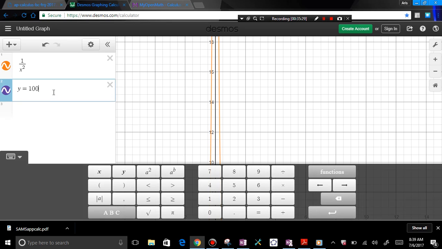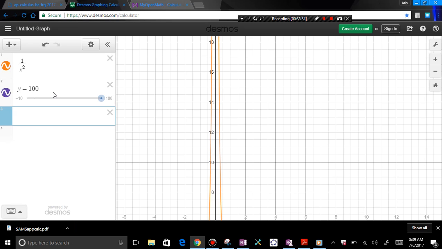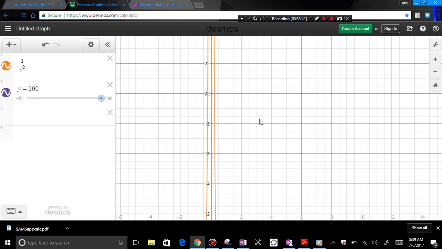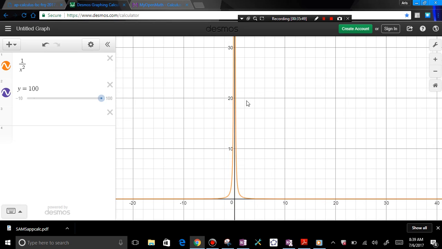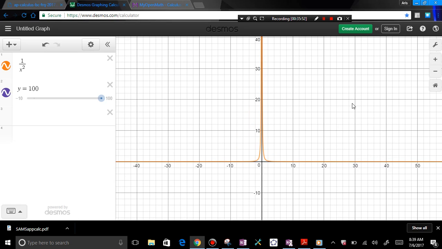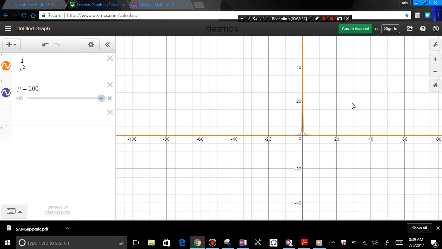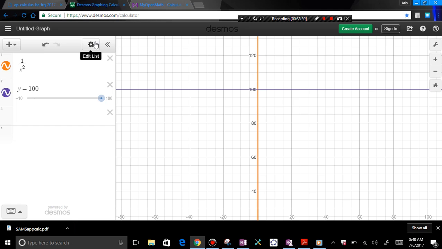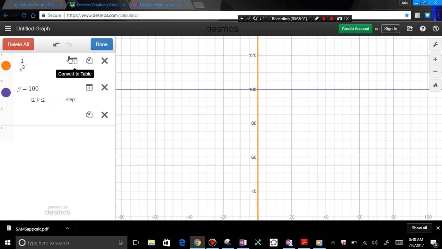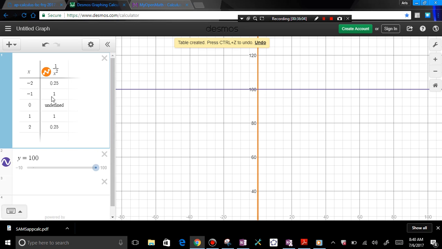y equals 100, there it is. So this doesn't even go above 100, does it? Well, what's the adjustment? Oh, right, you just need to go up high enough. So zoom out. I can zoom out. If you go to settings, you can adjust the y-axis. And so we can look at the table, like the settings on the right.